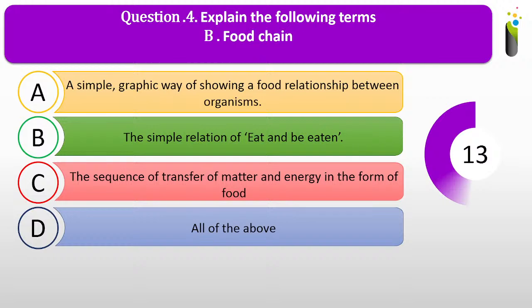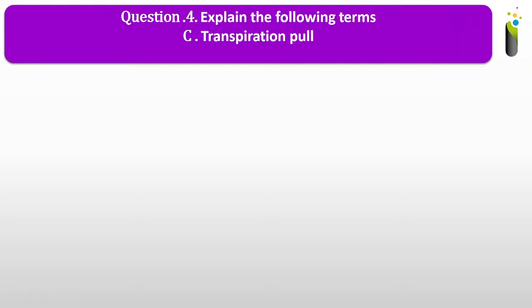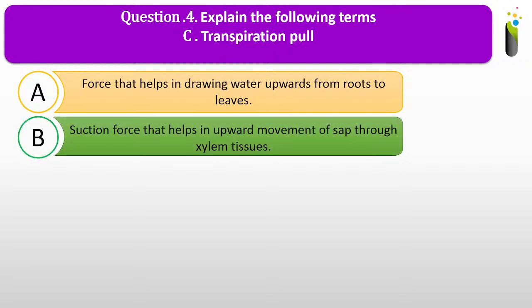And the correct answer for this question, 4B. Well, answer to this question is all of these. Question number 4. C. Explain the term transpiration pull. And your options are A. Force that helps in drawing water upwards from roots to leaves. B. Suction force that helps in upward movement of sap through xylem tissues.